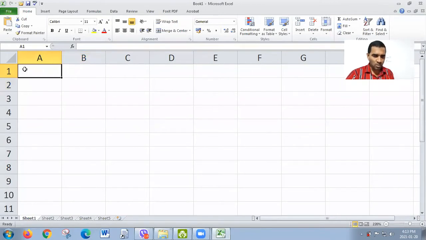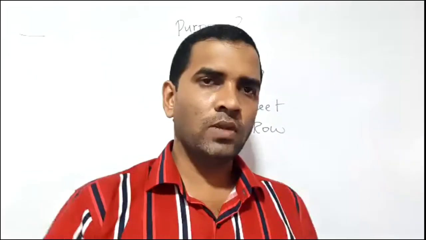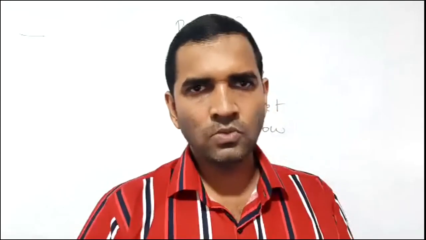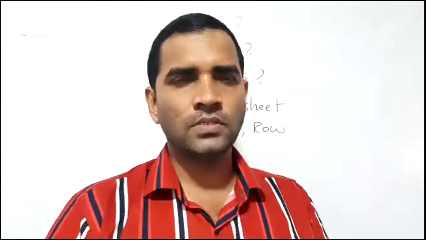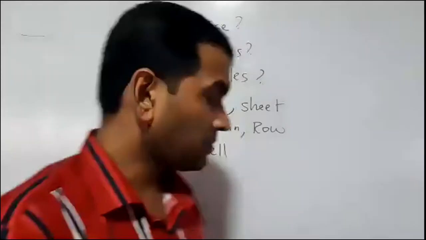Look at the first box. This cell is formed because of A and because of 1. So here 2 components are mixed. What are the 2 components? This column A and row number 1. Okay, so this is important. This can be asked in MCQ. A cell is an intersection of a column and a row.